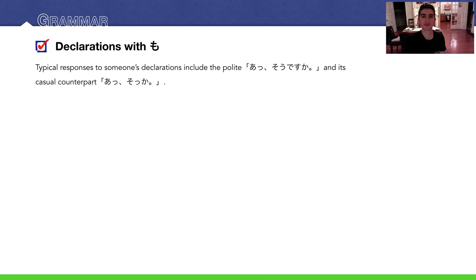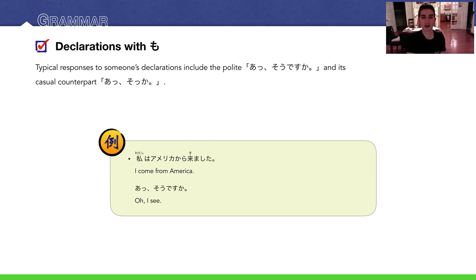Let's talk a little bit about そうですか and そっか. These are responses. Usually you'll hear an ah, like that, before they say そうですか or そっか in Japanese, right? あ、そうですか。あ、そっか。 Like that. I come from America, or I came from America. 私はアメリカから来ました。 And then the listener would say, あ、そうですか。Oh, I see. Or, oh, really? In English, normally we ask a question. Oh, really? Is that so?